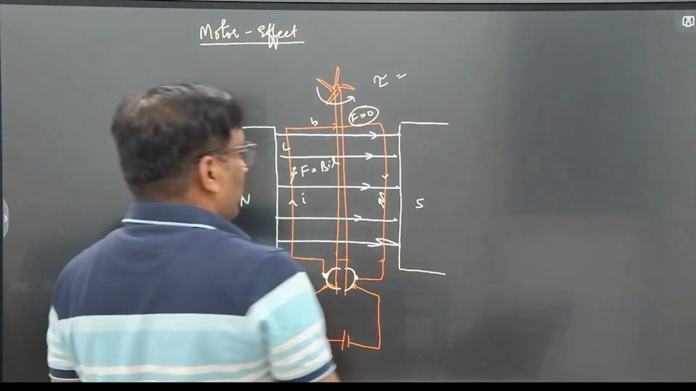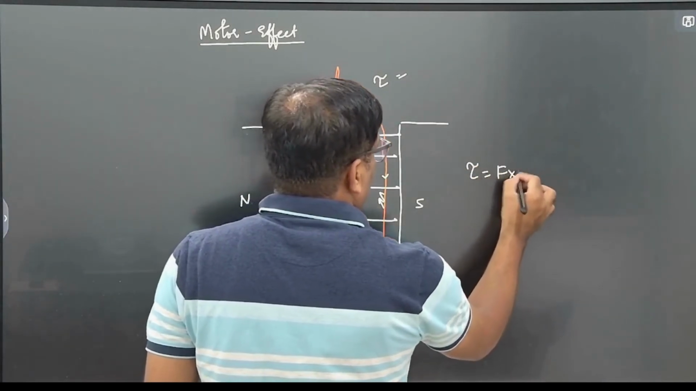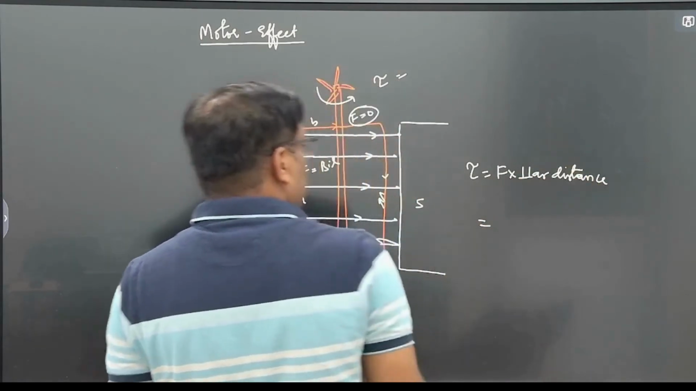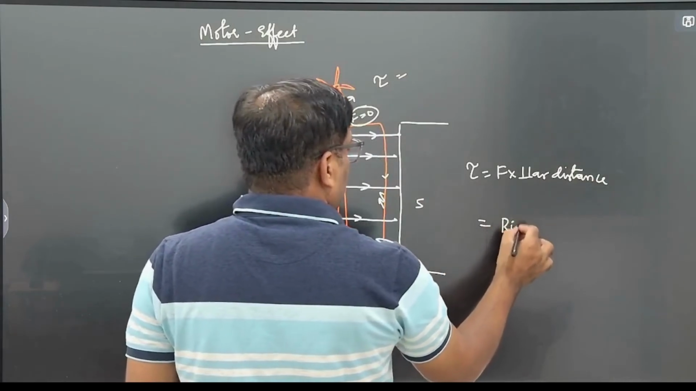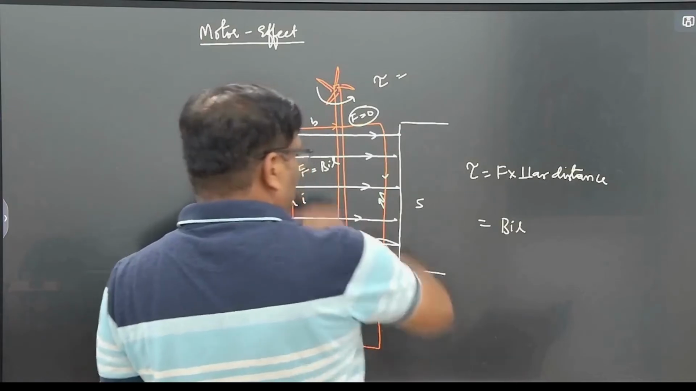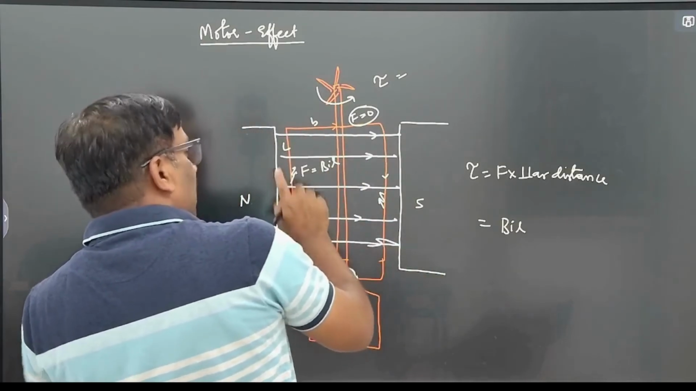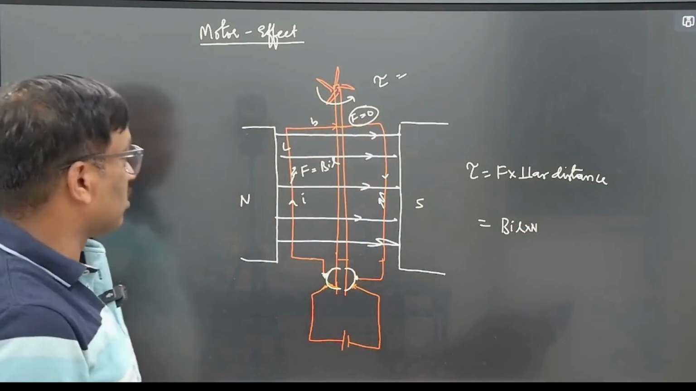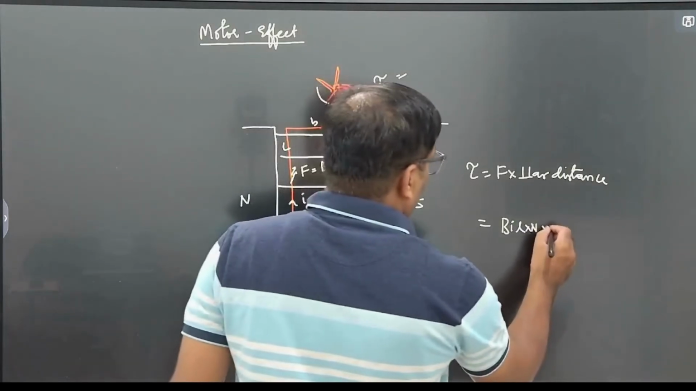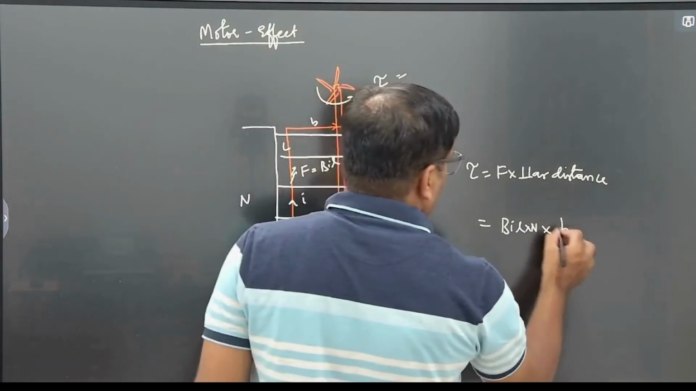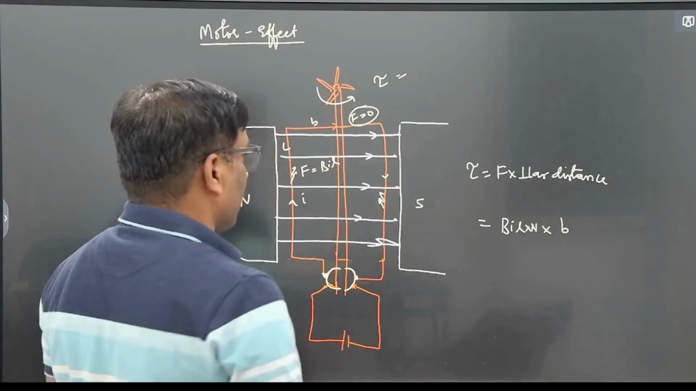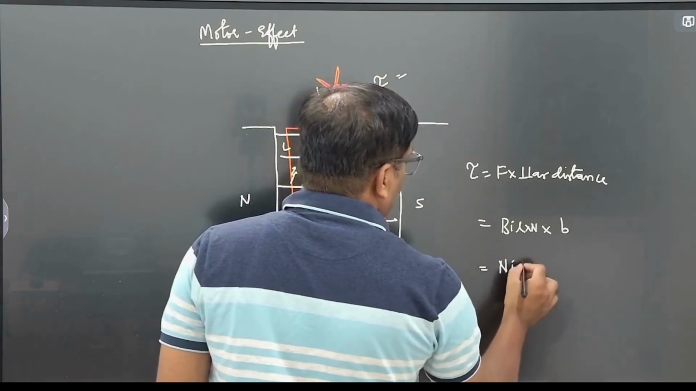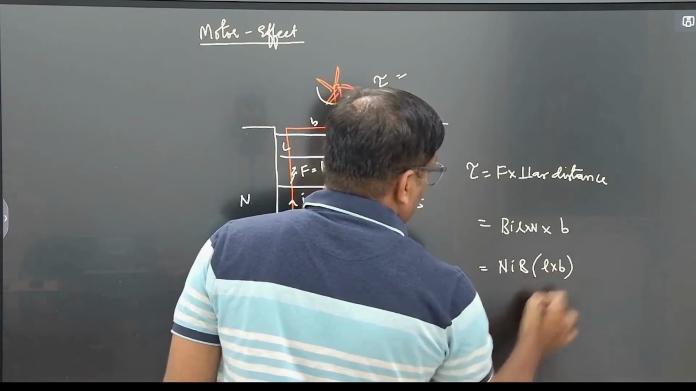So what will be the torque here now? Torque, you can rewrite as force into perpendicular distance. You understand? Force into perpendicular distance. What is the force here? B into I into L. If it has n number of turns, this is only one wire, like that 100 wires are there, therefore into n, this is the force, clear? The perpendicular distance is B, correct? So I can rewrite it now as n into I into B, therefore L into B.